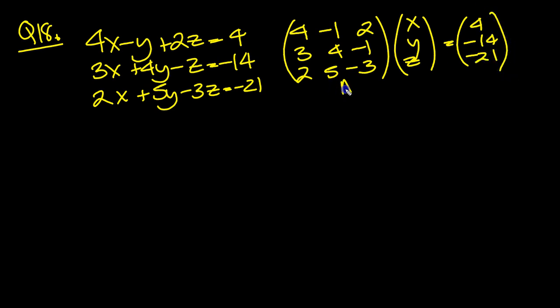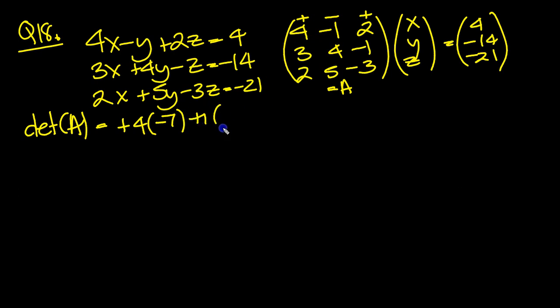So now, let's label that matrix A, and we'll get det A first. Let's run along, as is our custom, the top row. We've got equal to plus 4 then. The 2 by 2 is here. Minus 12 minus minus 5. Minus 12 plus 5 is minus 7. Minus minus 1 is plus 1.